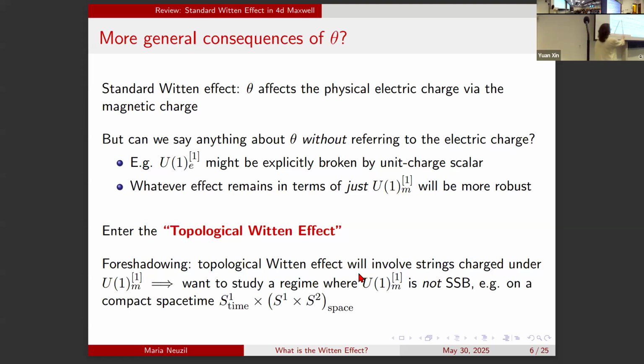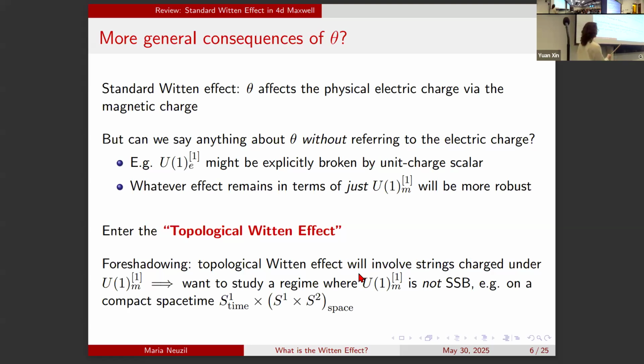So this is precisely what we're going to be defining as the topological Witten effect, the effect that depends only on the magnetic symmetry. And a little bit of foreshadowing here: in Maxwell theory, the topological Witten effect is going to involve magnetic strings charged under the magnetic one-form symmetry. And so in particular, we're going to want to look at regimes where the magnetic symmetry is not spontaneously broken, because we want to have nice finite tension isolated magnetic strings that we can study.